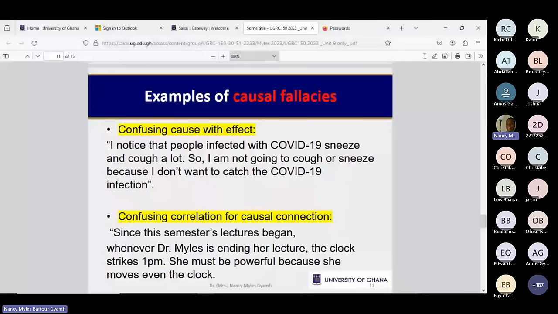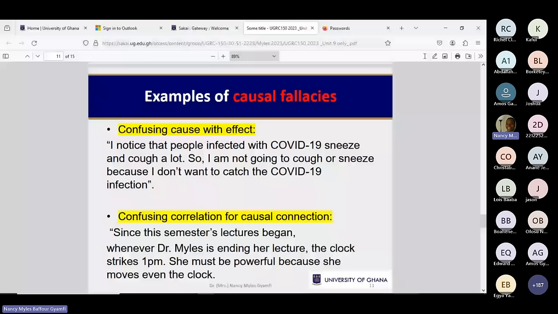Can you see what is happening there? Thank you, my lady. The person is saying, he himself is saying, I noticed that people who are infected with COVID-19 sneeze and cough a lot. The thing is, it is the infection that leads to sneezing and coughing. From what he himself said, we are looking at the evidence. When people are infected with COVID, then it causes sneezing and coughing, says the one speaking. Then he goes further to tell you, so I am not going to cough or sneeze. What is his reason? Because I don't want to get COVID-19. Is it the coughing and sneezing that causes the COVID, or it is the COVID that causes the sneezing and coughing? By his own argument, that is the problem.